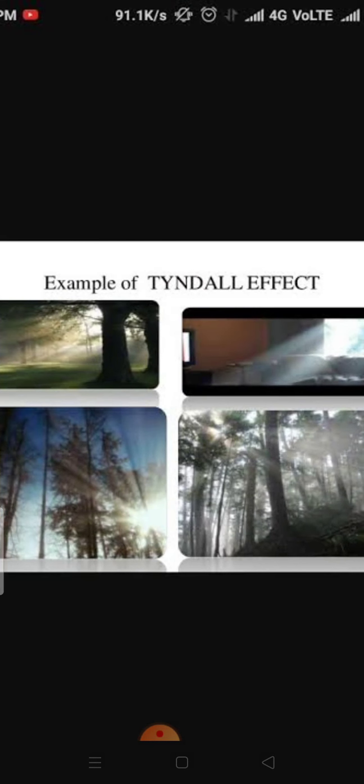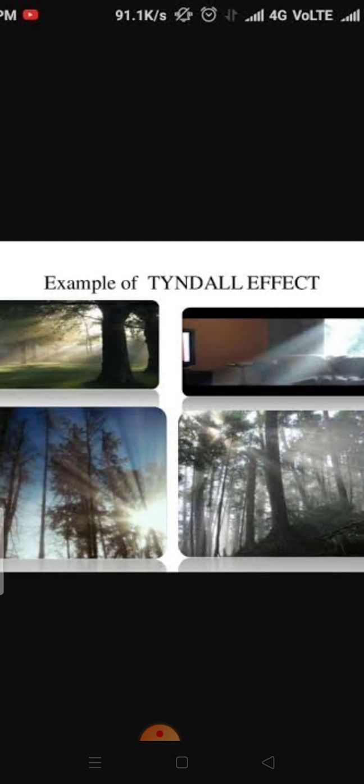Here we have some examples of the Tyndall effect. A very well-known example observed in a home is when a beam of sunlight enters a dark room through some hole in the window or the ventilator. The path of light becomes visible due to scattering of light by the colloidal dust particles present in the air or in the room. So that is the Tyndall effect.